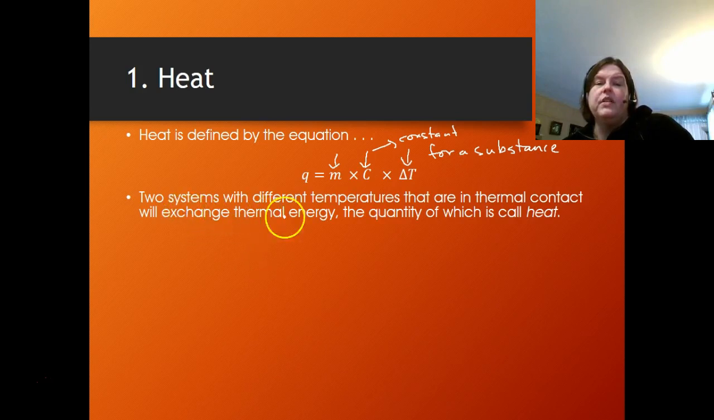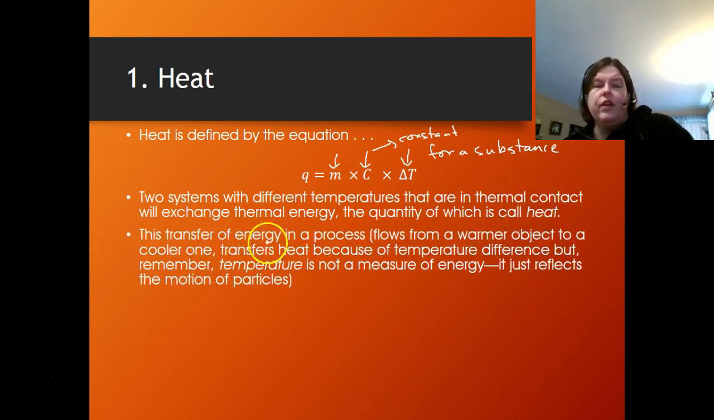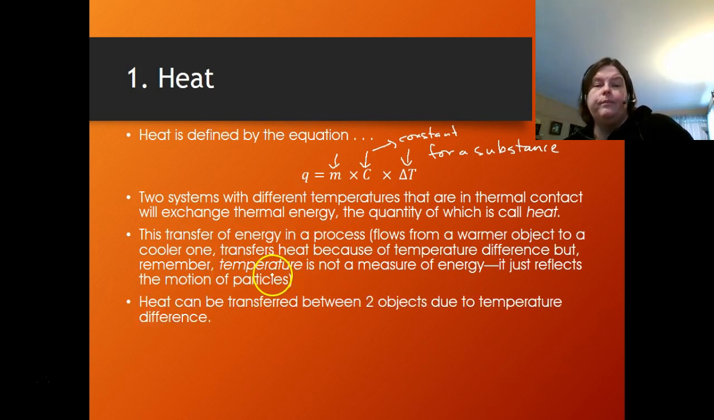Okay, so two systems with different temperatures that are in contact with one another will exchange thermal energy. And that quantity of the exchange is called heat. So the transfer of energy in this process flows from a warmer object to a cooler one. Transfers of heat happen because temperature is different. But remember, temperature is not a measure of energy. It just reflects the motion of particles. So what we're really looking at is how that energy transfers in terms of heat, and we're looking at temperature to help us understand that transfer. Look, it's not the only thing. Temperature is not the only factor involved in the heat equation.